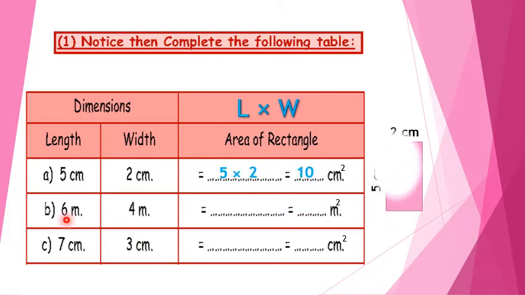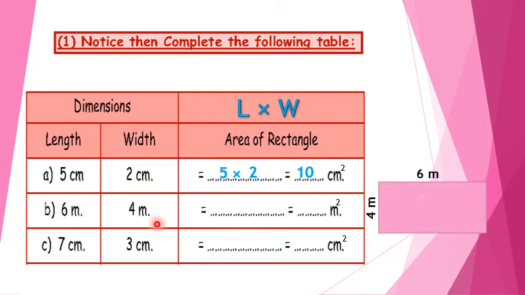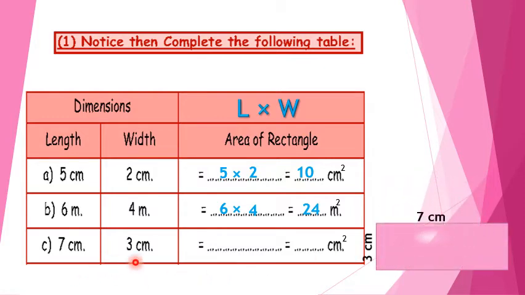And 6 the length and 4 the width. So it looks like this. 6 and 4. So I multiply 6 by 4, it will be 24. The last one we have 7 length and 3 width. So I multiply them together. 3 by 7 equals 21.